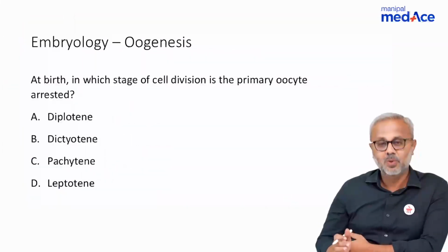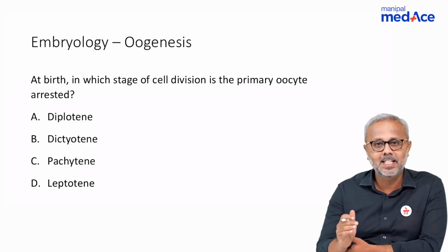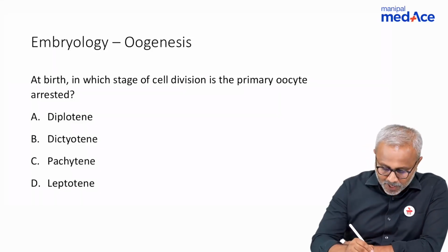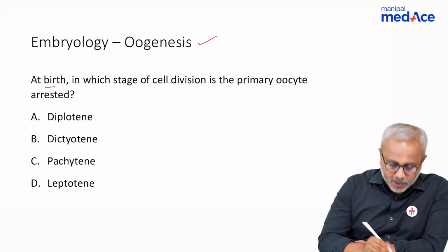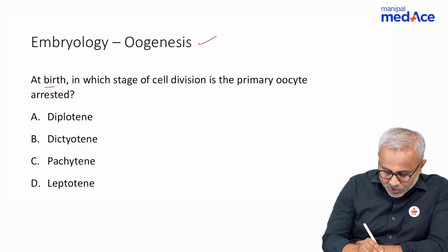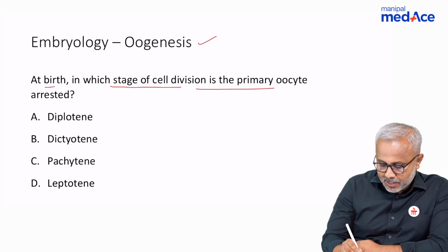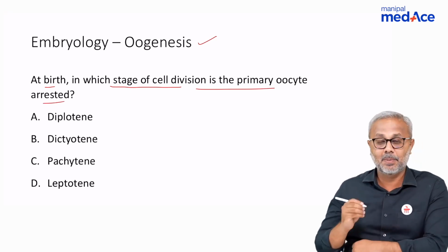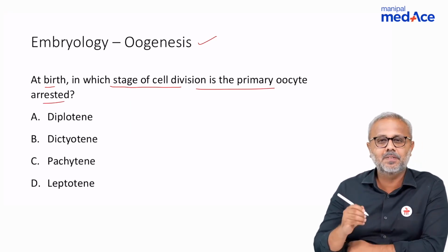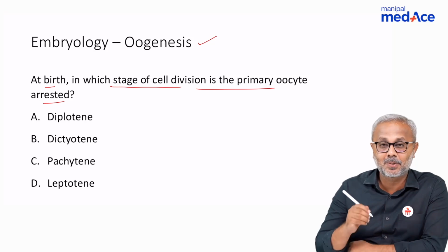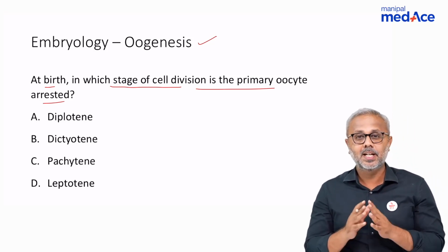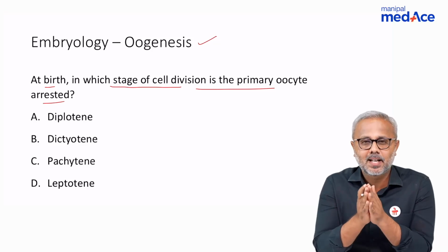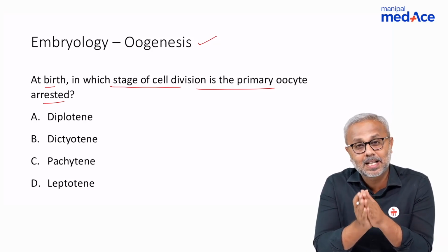The next question was also from gametogenesis, and this was from oogenesis. Okay, so the question read like this: at birth, in which stage of cell division is the primary oocyte arrested? Now remember, in our video lectures we have discussed extensively about this, right? So every time there is a question on oogenesis, it is about when exactly the cell division gets arrested, when exactly the cell division gets completed.